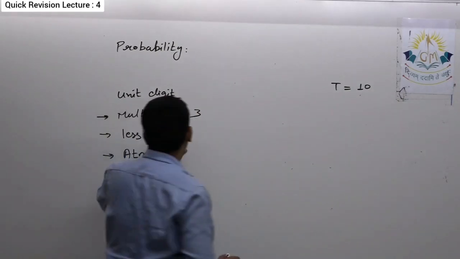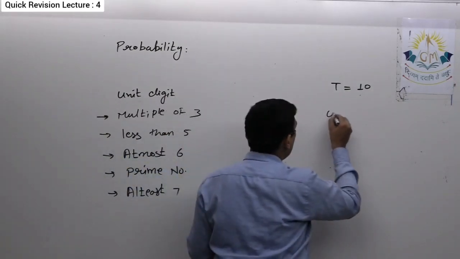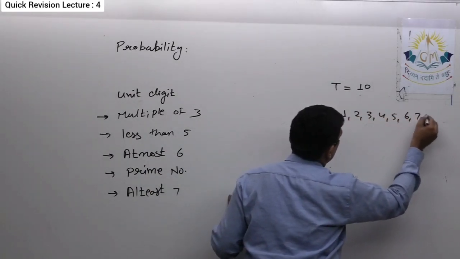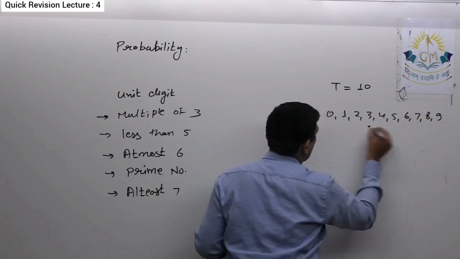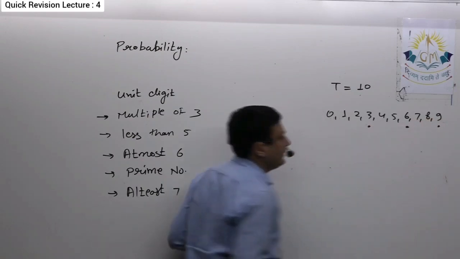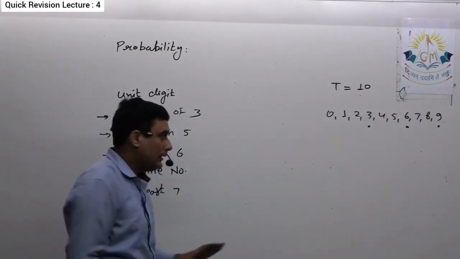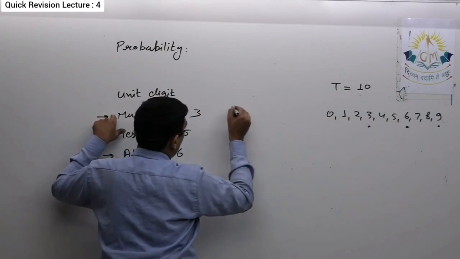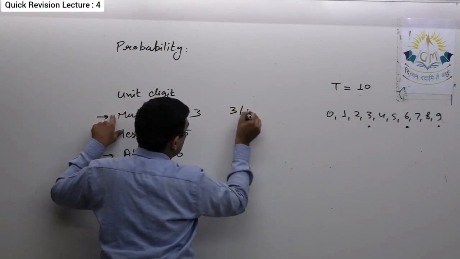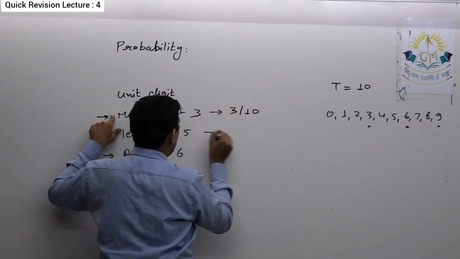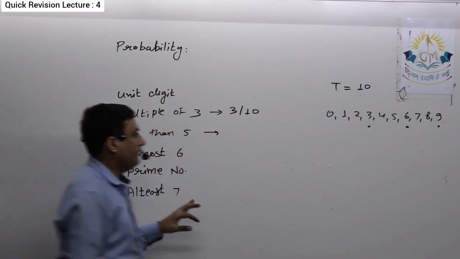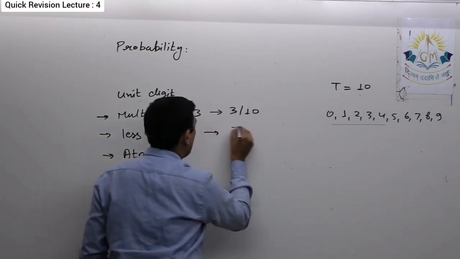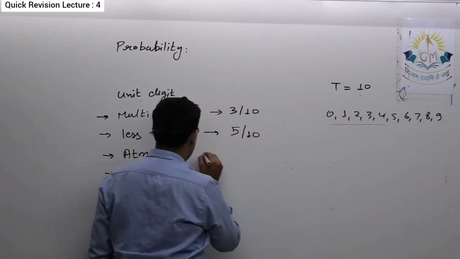Now, multiple of 3. Among 0, 1, 2, 3, 4, 5, 6, 7, 8 and 9, this is a multiple of 3, this is a multiple of 3, this is a multiple of 3. So there are 3 outcomes which are favorable to this event. So probability will be 3 upon 10. Over here, less than 5. When I say less than 5, that means 0 to 4. So probability is 5 by 10.